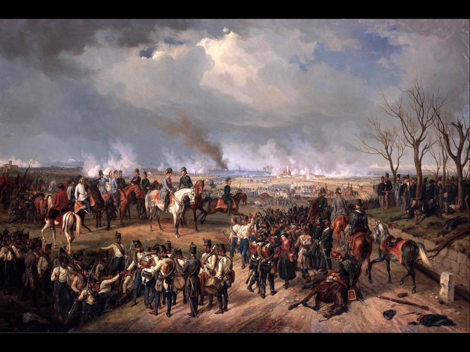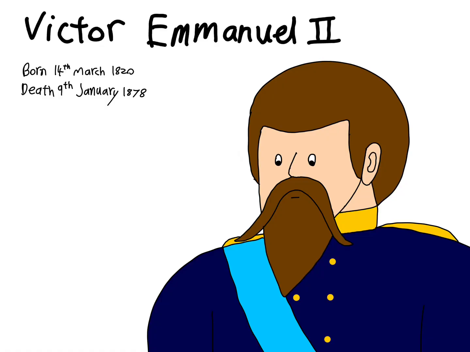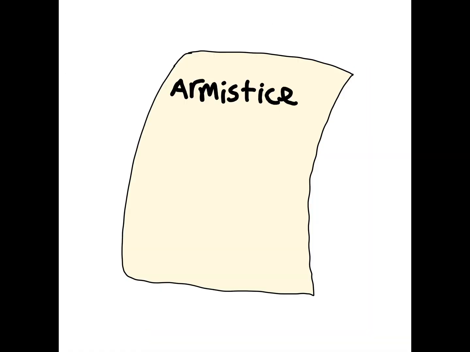On the 1st of March, the Sardinian Parliament voted to resume the war with Austria, but was defeated at the Battle of Novara on the 23rd, which led King Charles Albert to abdicate the throne in favor of his son, Victor Emmanuel, who signed another armistice with Radetzky the following day, which freed Radetzky's army to crush the rebels in Lombardy.